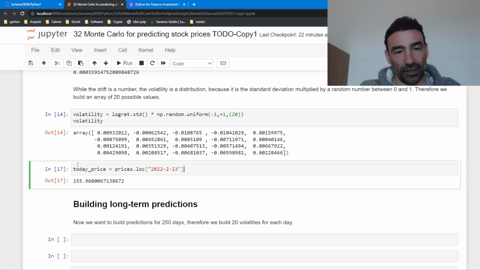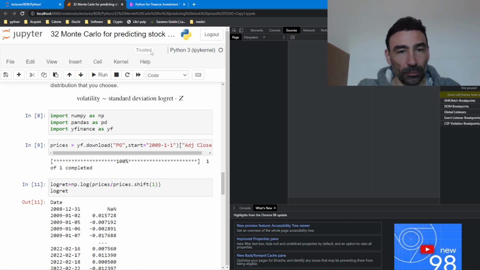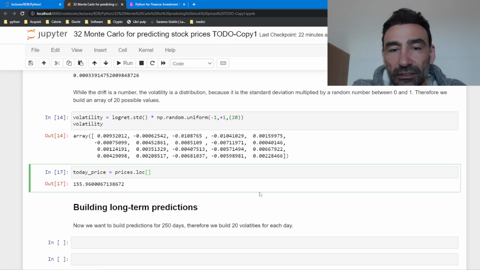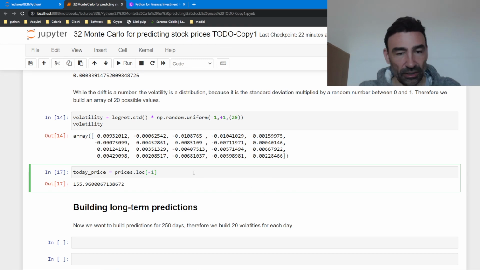This is the price of yesterday. Today is not over because I'm recording in the morning. This is the price of yesterday. Okay, you can get it like this, or you can get it like this, -1. I remind you that 0 is the first element, 1 is the second, 2 the third. If you type instead -1, it's the last element.